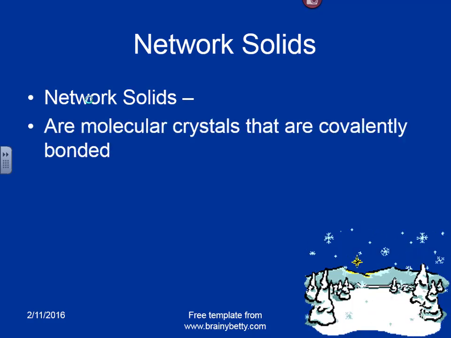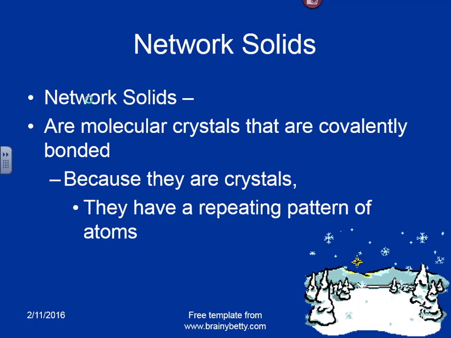Network solids are molecular crystals that are covalently bonded. So the bonds that are inside this crystal are covalent. They're the kind that we've talked about already. Electrons are shared. What makes them slightly different is that you can actually see that molecule because the crystal is so large, there's so many covalent bonds, that when you look at a network solid, you're looking at a molecule. That's not something that we get to do every day, so that's kind of interesting. Because they're crystals, they have a repeating pattern of atoms, usually a geometric kind of pattern like a cube, or some of them look kind of like a rhombus, like a squished box, or a triangle.